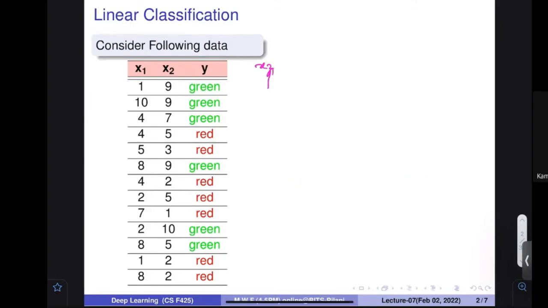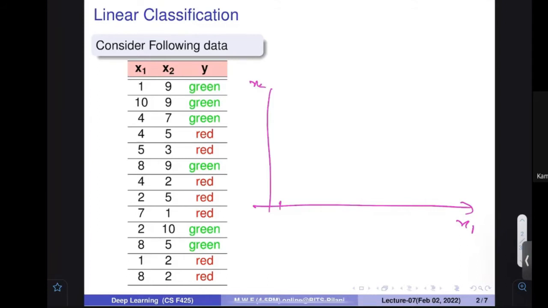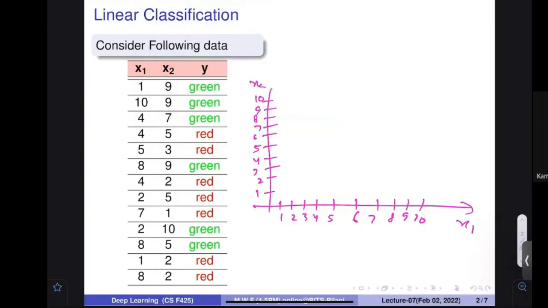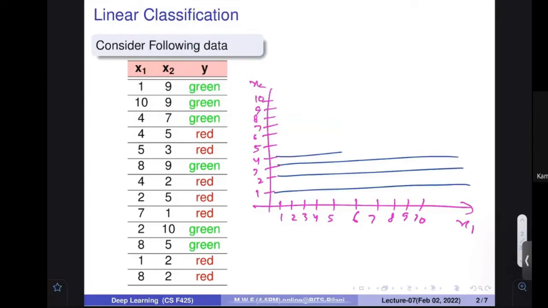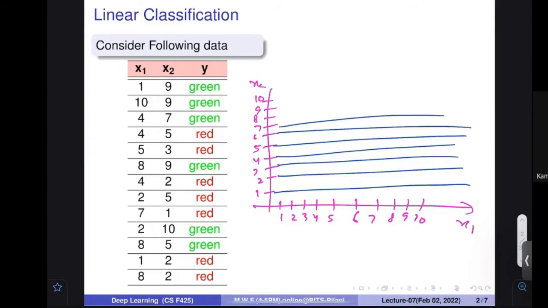Once again, let me plot it. It's not very difficult. Just for the sake of x1 and x2, x1 is 1, 2, 3, 4, 5, 6, 7, 8, 9, 10. Similarly, what is the value of x2? It is also 10, so I can say 1, 2, 3, 4, 5, 6, 7, 8, 9, 10. All right, so let me change the color and draw the lines so that I can plot the points. Okay, so here are my points.